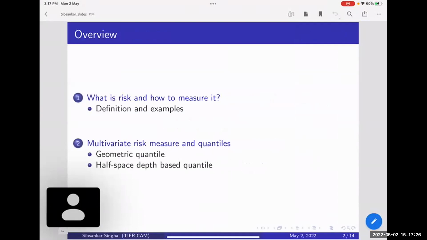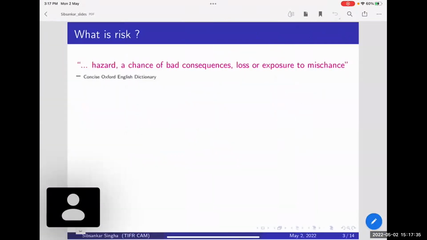So we'll be talking about what is risk measure and how to measure it, and what is multivariate risk measure in terms of quantile. So what is a risk? The word risk means hazard, chance of bad consequence, some unexpected event, loss, or exposure.